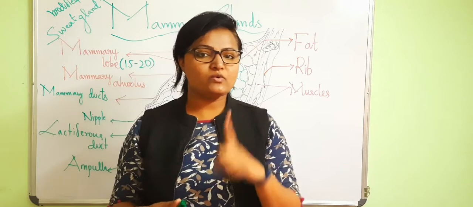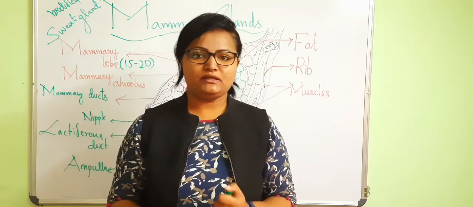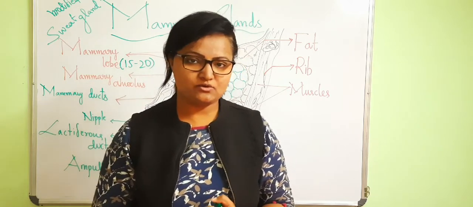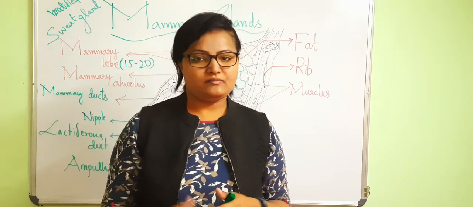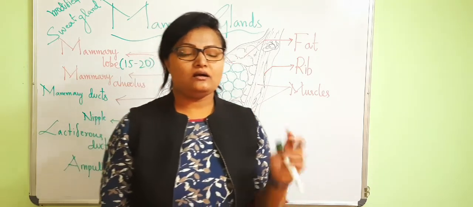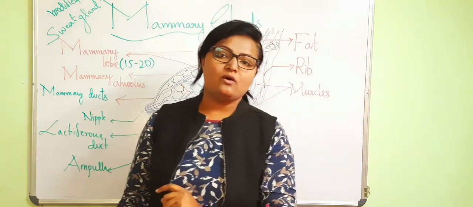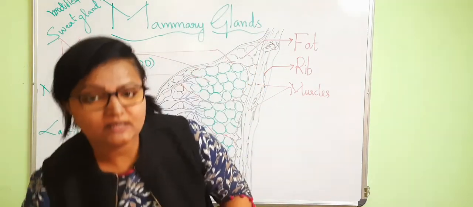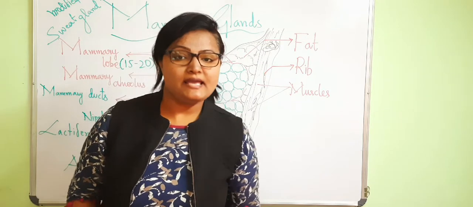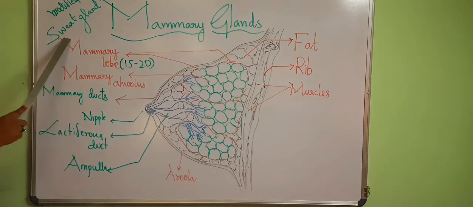That is one of the most important post-fertilization events at the end of human reproduction: lactation, or breast milk feeding. So we will study the structure. They may ask for 5 marks or sometimes 3 marks, so get practiced with the diagram of the mammary gland. As I told you, they are modified sweat glands.